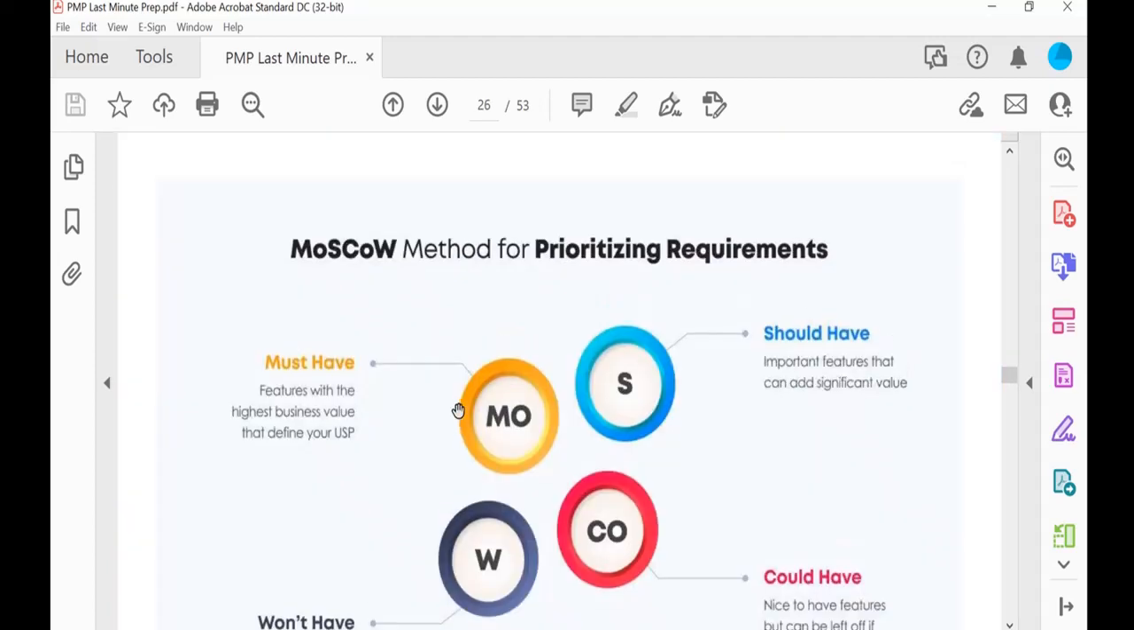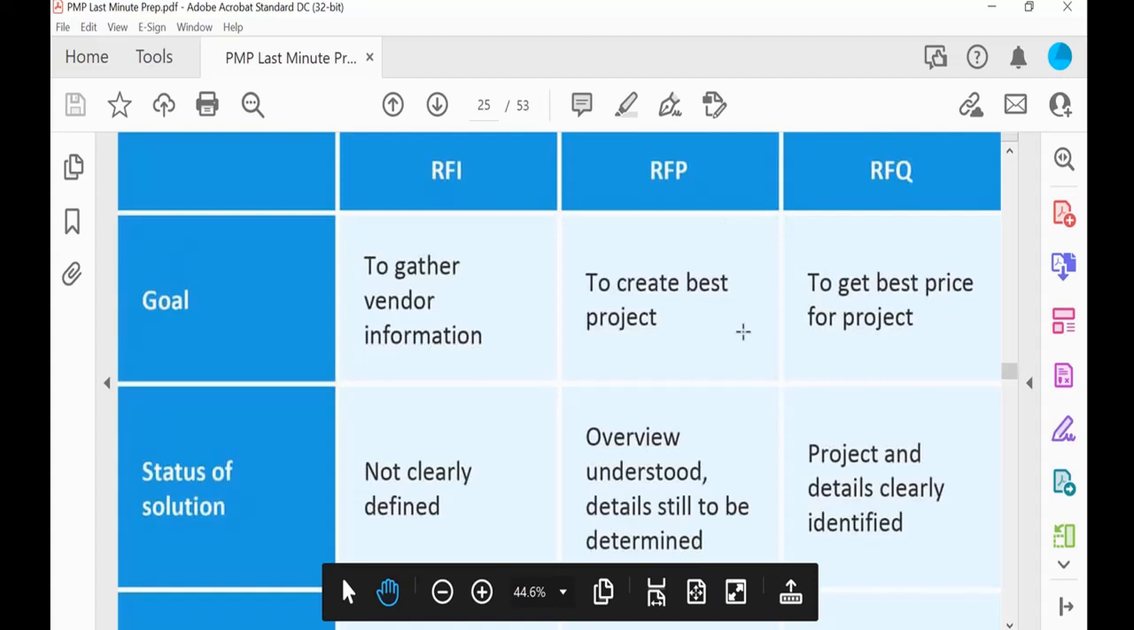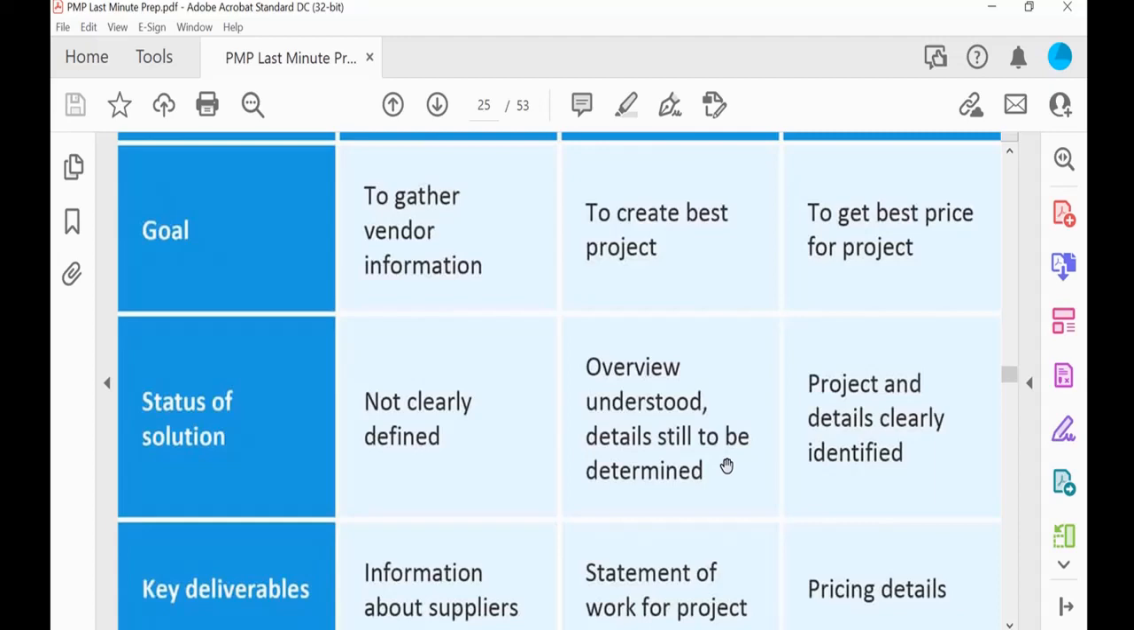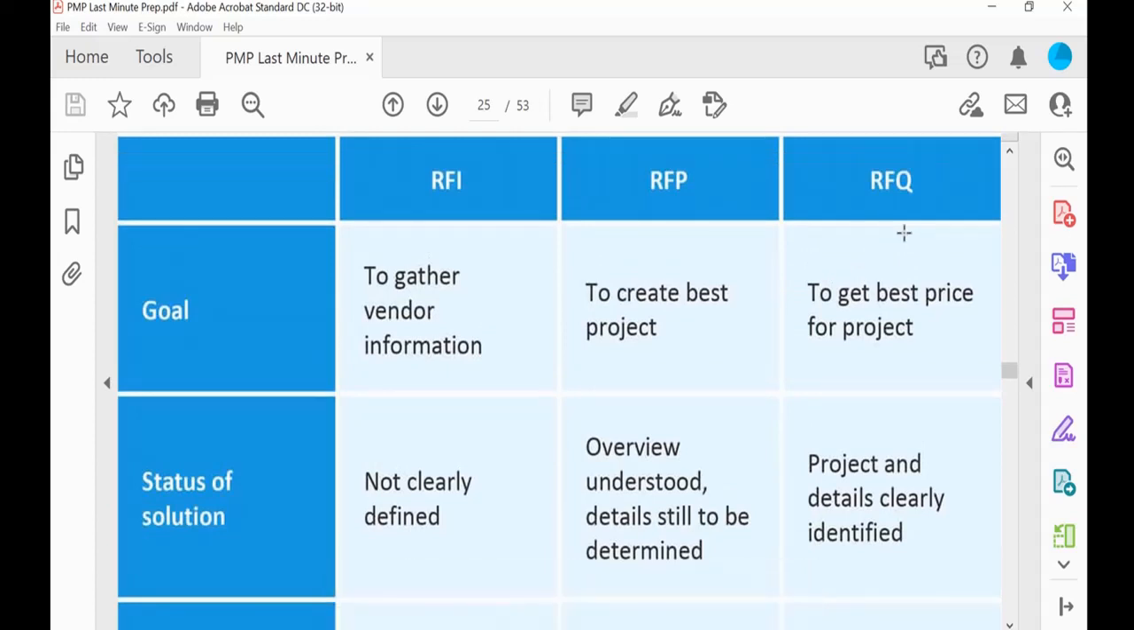You are not clearly defined right now. Information is the main key you are collecting. And the proposal means after collecting all the information, you will blend the available information with your requested information, and you will create a requirement list that I need this thing. This is the request for proposal, with an overview, details, and statement of work. And then request for quote means quote. When you select two or three vendors, you go for negotiation, and if one vendor gives you a lower price, then obviously you will go with that. So it's RFI, RFP, RFQ.